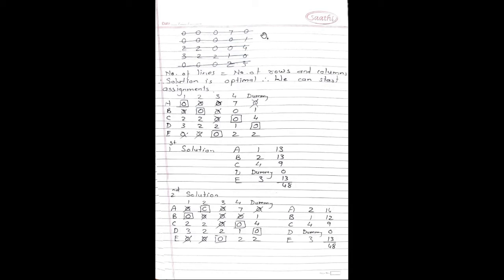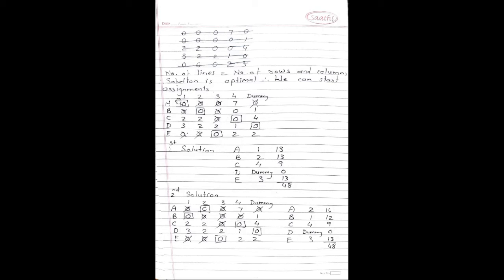So the first row has got 4 zeros, so we will leave it. Second row has got 4 zeros, so we will leave it. Third row has got 3 zeros, so we will leave it. Fourth row has got 1 exclusive zero, so we will have to mark that zero with a box. Then last row has got 3 zeros, so we will leave it. First column has got 3 zeros, we will leave it. Second column has got 2 zeros. Third column has got 3 zeros. Fourth column has got 2 zeros. So there are multiple optimum solutions.